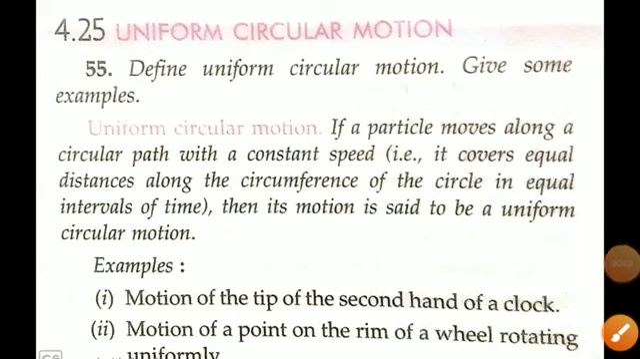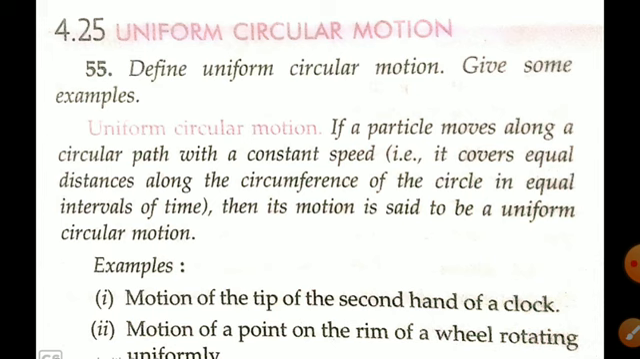Our next topic is uniform circular motion and some examples. What do you mean by uniform circular motion? In our daily life, we come across many examples like the motion of a fan, motion of a flywheel around the axis, motion of an electron around the nucleus, and motion of a planet around the sun. These examples are of uniform circular motion.